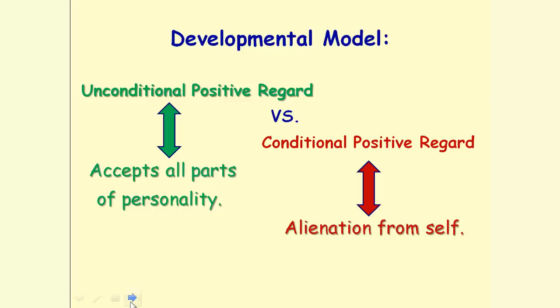Rogers believed that we are born with an innate need for positive regard, for acceptance, sympathy, and love from others. Ideally, according to Rogers, positive regard received from parents needs to be unconditional, that is, independent of how the child behaves. Unconditional positive regard communicates that the person is inherently worthy of love, regardless of accomplishments or behavior.